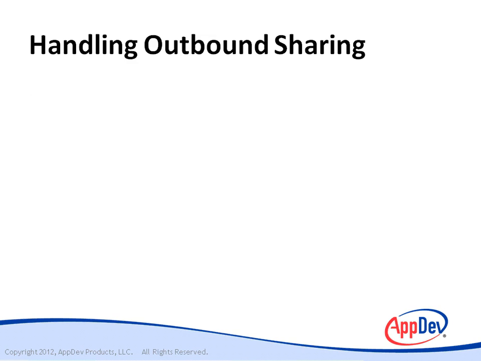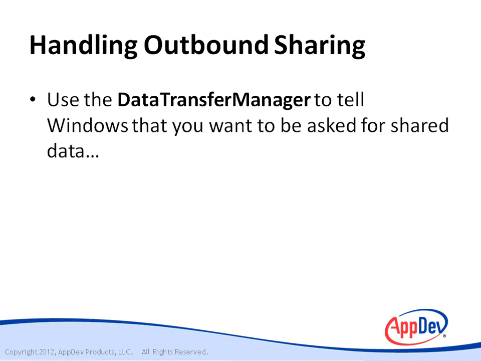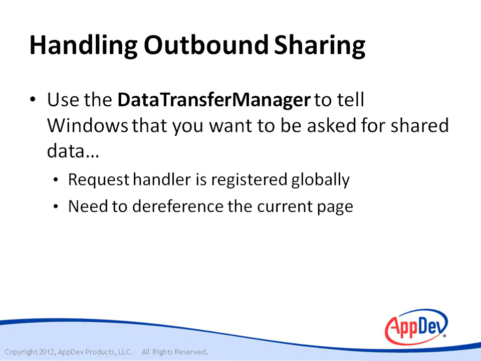In order to handle outbound sharing, you need to use the Data Transfer Manager to tell Windows that you want to be asked for share data. When the user selects the share charm, your application will be called and you have an opportunity then to provide that data. The request handler is registered globally, and the first thing you need to do is dereference the current page. So in the demo we're about to see, I'll show you how to do this using an interface.